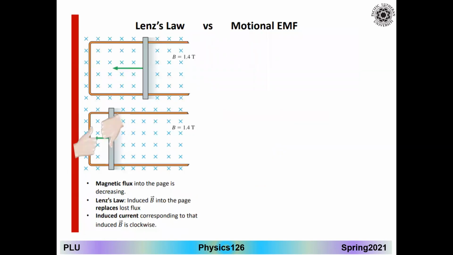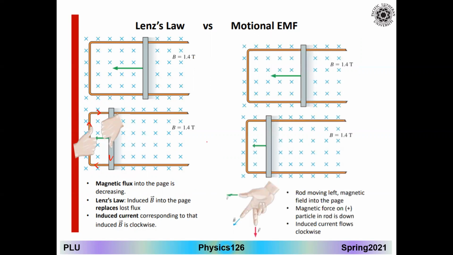Now, from another perspective, we know how to identify the induced current direction based on the magnetic field using motional EMF. According to Lenz's law, in that case, we have the current clockwise. That's the current we found using Lenz's law. Now let's see how we can find it using motional EMF. We're going to use the right hand again: my thumb points to the velocity and my magnetic field points into the page, so we find the force pointing up on a positive charge.